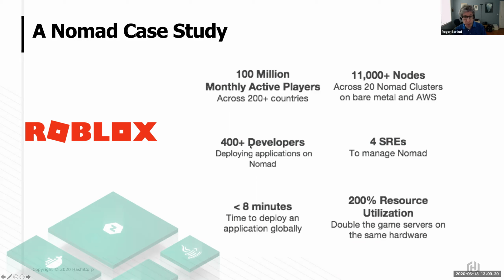And they have 400 developers who are deploying different applications, different games to Nomad. Typically, their time to deploy an application globally is less than 8 minutes. And they've doubled the number of game servers that they're able to run on the same hardware. So it's a pretty good success story.